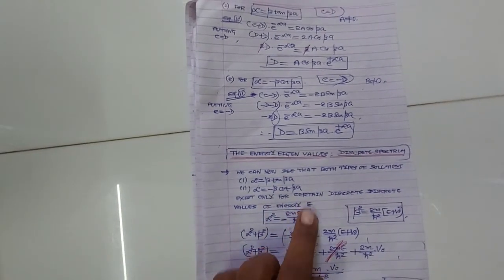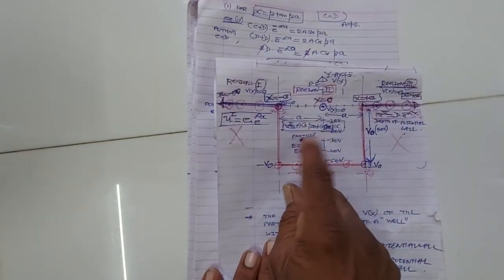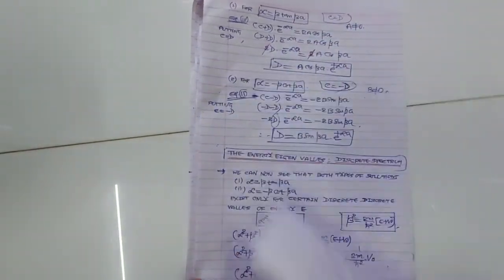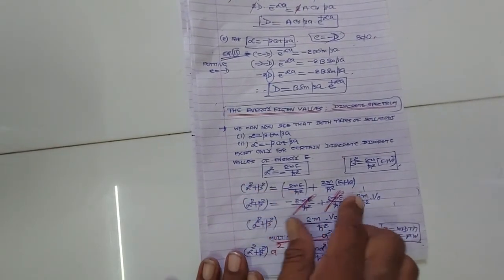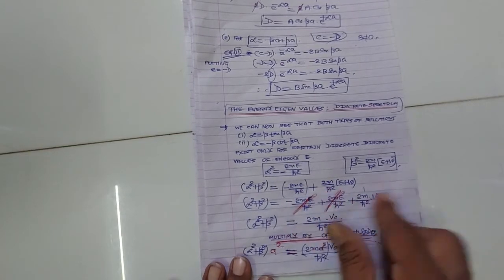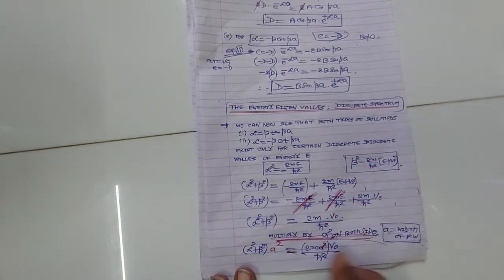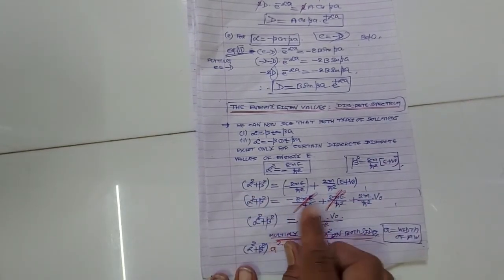And the values of energy for which both solutions exist are called the energy eigenvalues of this particle inside the square well. Okay, now let us take the sum of alpha square and beta square. Alpha square is minus 2m upon h cross square E, and beta square is 2m upon h cross square (E plus V0).